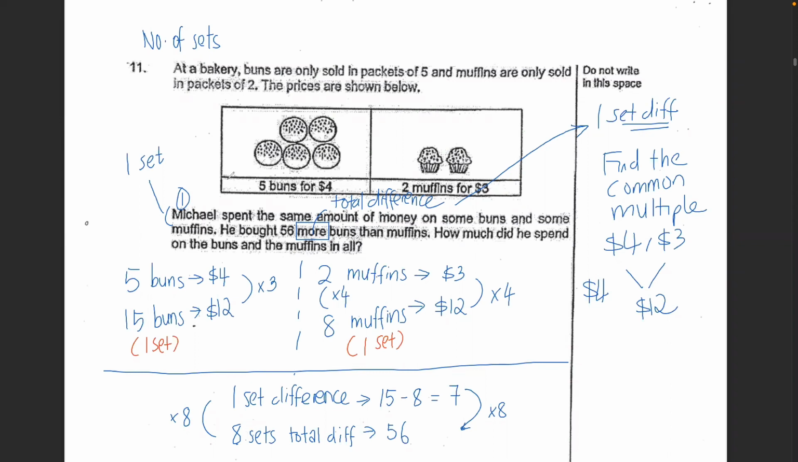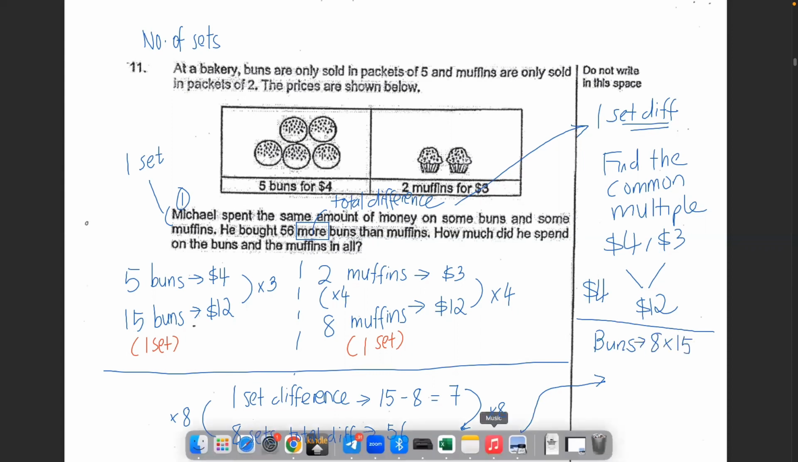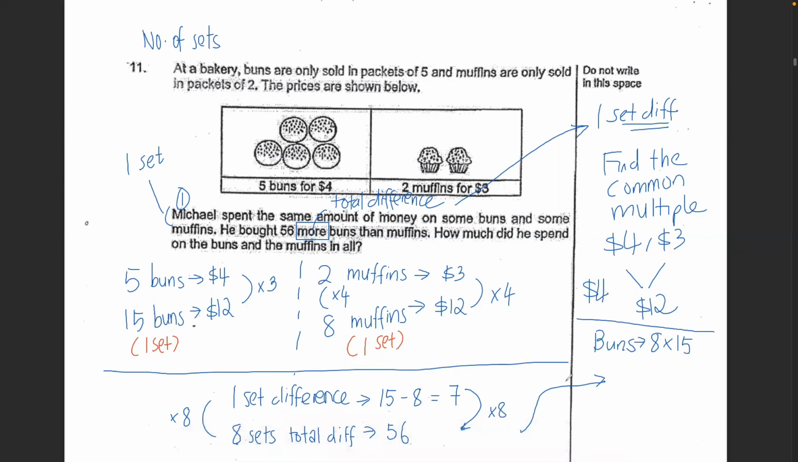Now, the question says what? How much did he spend on the buns and the muffins in all? One by one. Don't need to rush. Let's talk about buns first. If I buy 8 sets of buns, you remember just now in the earlier part, I said the 1 set will help you a lot in the later sentence. Now, 1 set, you get 15 buns, right? So you have 8 sets of buns. What do you want to do? 8 times 15. Am I right to say that? All right, so that is the total number of buns that I have purchased. I have purchased 120 buns.